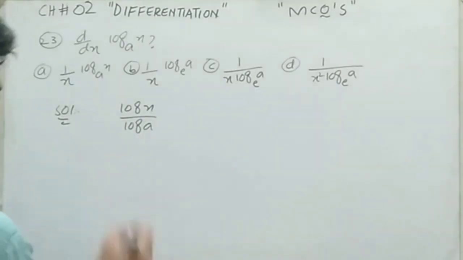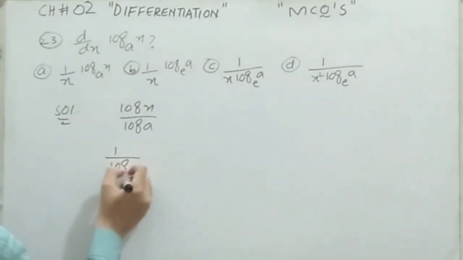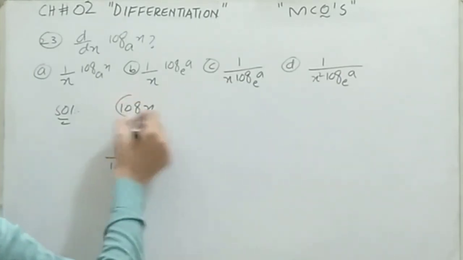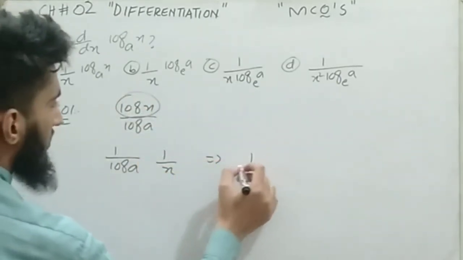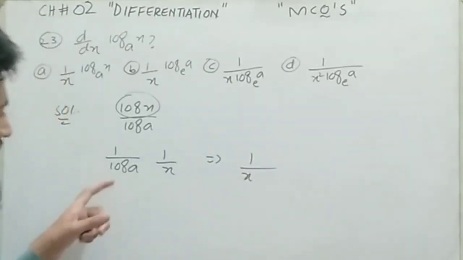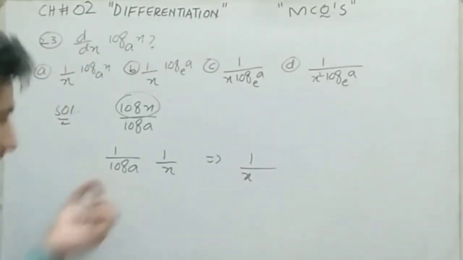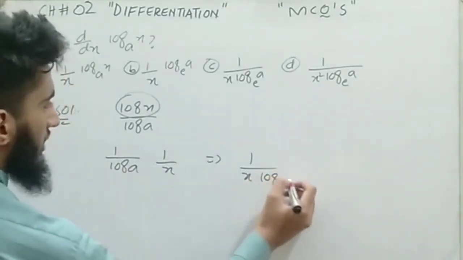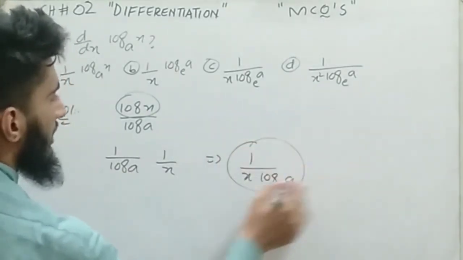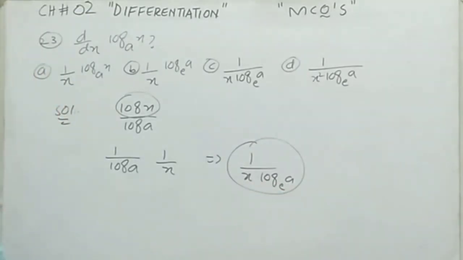Log of a is a constant, so it can be written as 1 over log of a, and take the derivative of this function, which gives us 1 over x. So the answer can be written as 1 over x. Remember, the base of logarithm is always e, so the base will be log of e and power is a. So the required answer will be 1 over x, so log of a to the base e. So the correct option is option C.